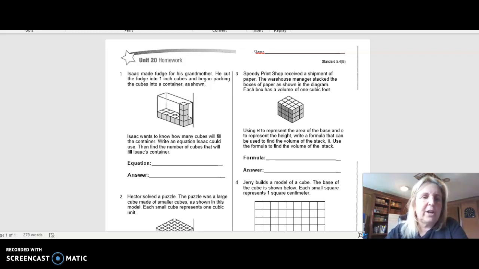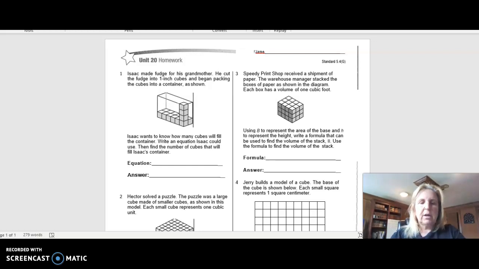Okay guys, we're going to go ahead and do the motivation math for today, Tuesday, and we'll start with problem number 1. Isaac made fudge for his grandmother. He cut the fudge into 1-inch cubes and began packing the cubes into a container as shown. Isaac wants to know how many cubes will fill the container. Write an equation Isaac could use, then find the number of cubes that will fill Isaac's container.